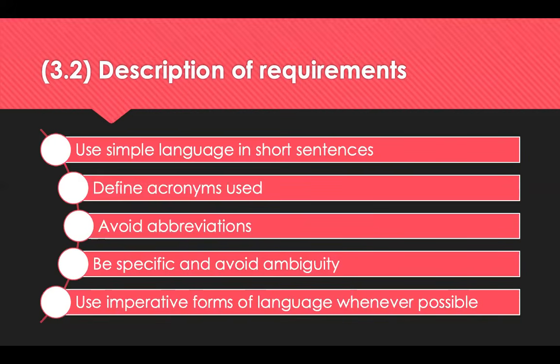So once user requirements are understood, the time has come for you to actually write the specification. And CIPS offer the following advice. Use simple language in short sentences. Define the acronyms that you use. Avoid abbreviations and be specific, avoiding ambiguity. Use imperative forms of language where possible.